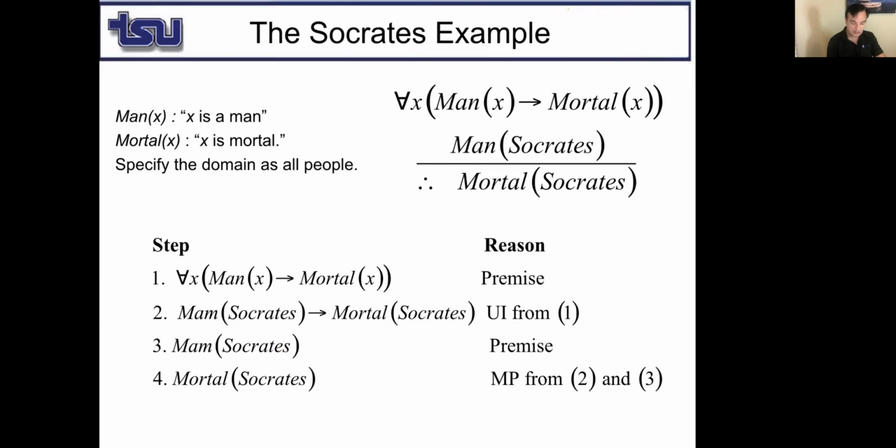Now look here, P implies Q, and this is P. By modus ponens, Q must be true, right? So if P implies Q, and if P is true, Q must be true, and Q was what? Mortal(Socrates), that means Socrates is mortal.